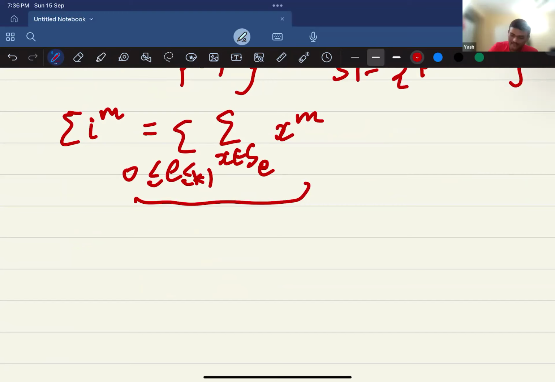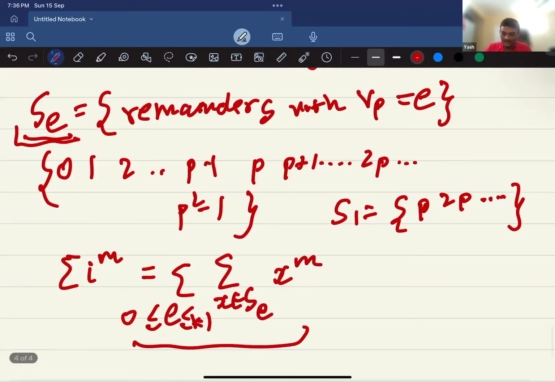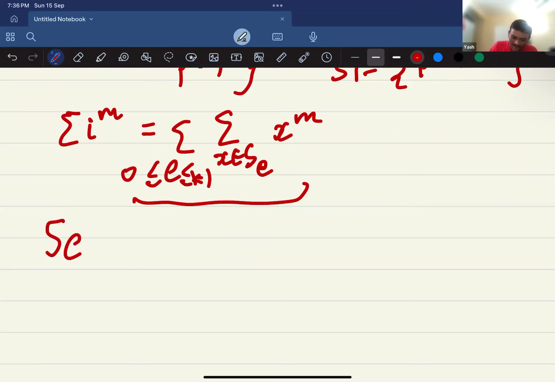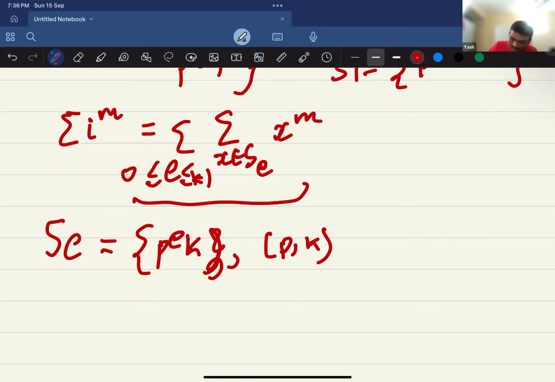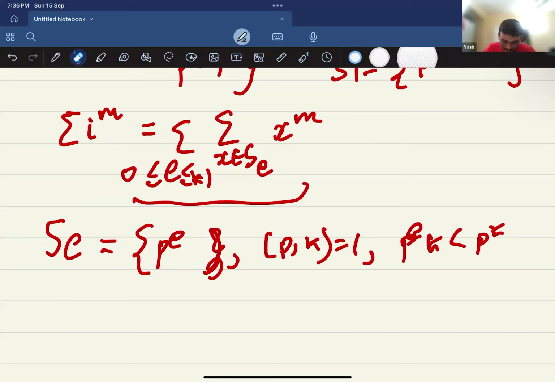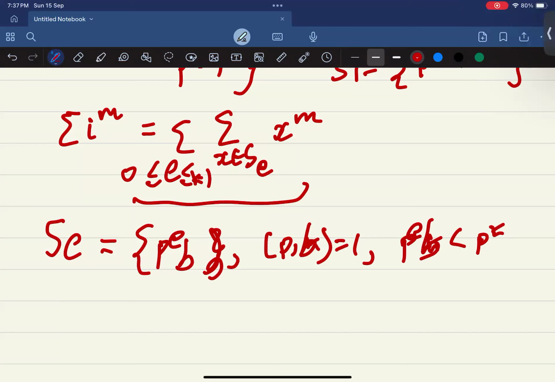Okay. So now by induction, if I fix a specific S_e, then what does my induction hypothesis tell me? First of all, if I look at S_e more nicely, then this is precisely p to the e times b, where p and b are coprime, and of course p to the e times b is less than p to the k. This set S_e is precisely the elements in the residue set of p to the k which have v_p equal to e. So it is p to the e times b, where b and p are coprime, and of course the inequalities too. I'm just stating what this is.